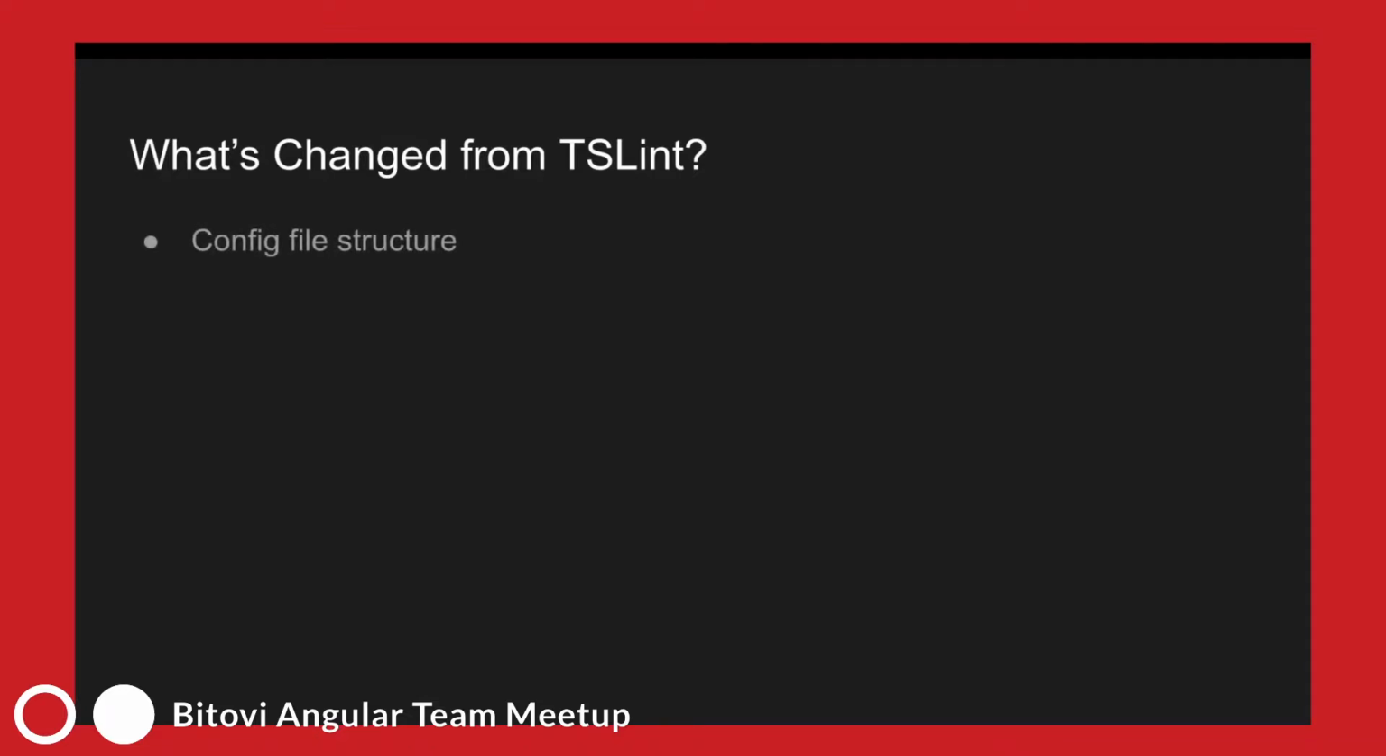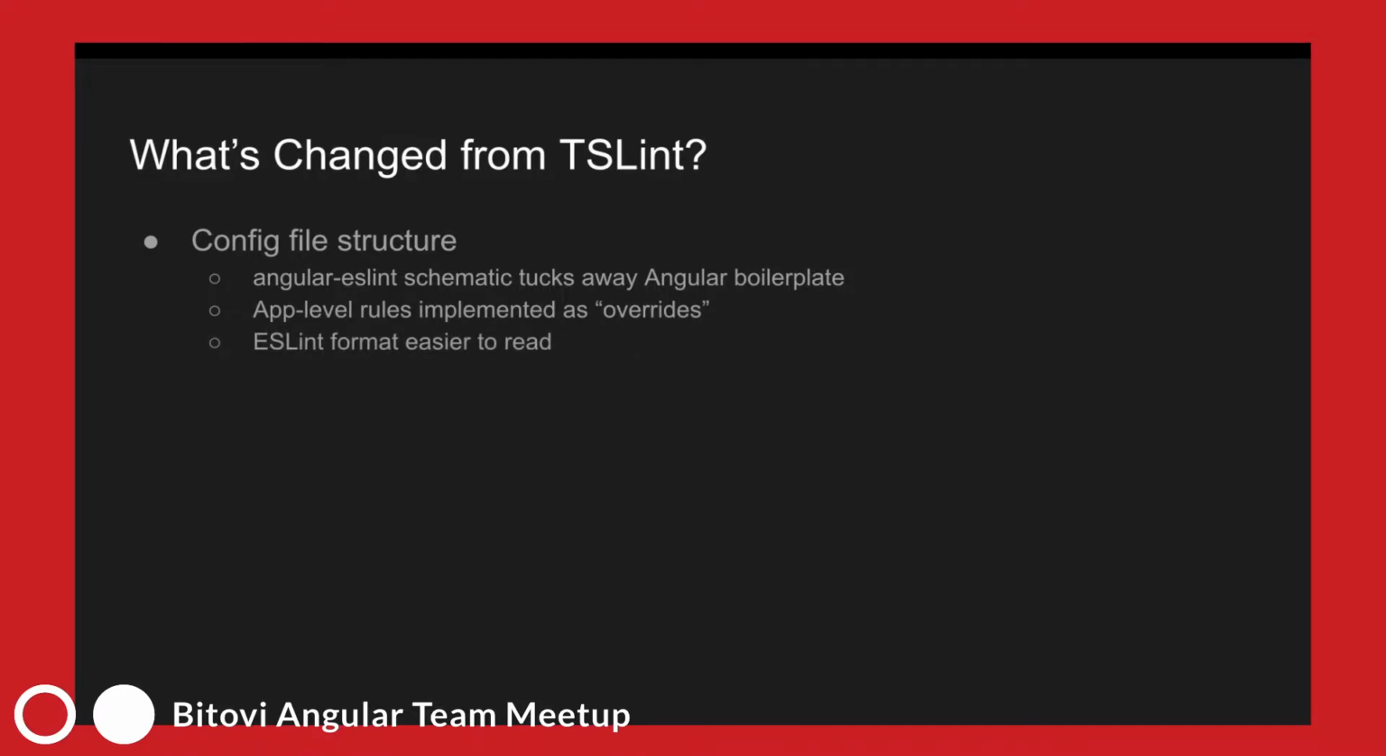Some notable changes from Eslint. The config file structure is, of course, different because this is a different tool. A thing that I like about their config file structure is that it tucks away a lot of the Angular-specific boilerplate for you. That was at the surface in the old Eslint config. The Eslint schematics hide that away and just extend the user-facing style lint config off of some Angular boilerplate, which I think is nice. Your app-level rules in Eslint are now implemented as overrides. I just personally find the whole format of their config structure a little bit easier to read. Just a personal take on it, but that's something I've found beneficial.